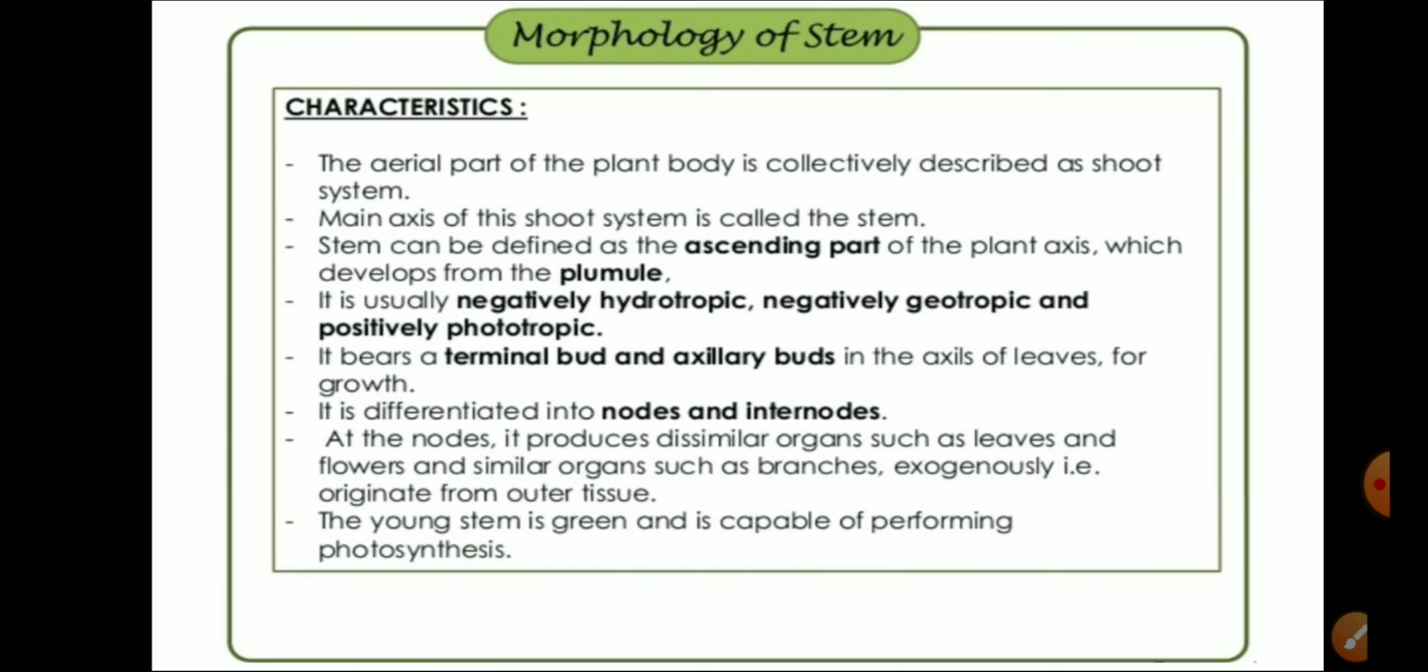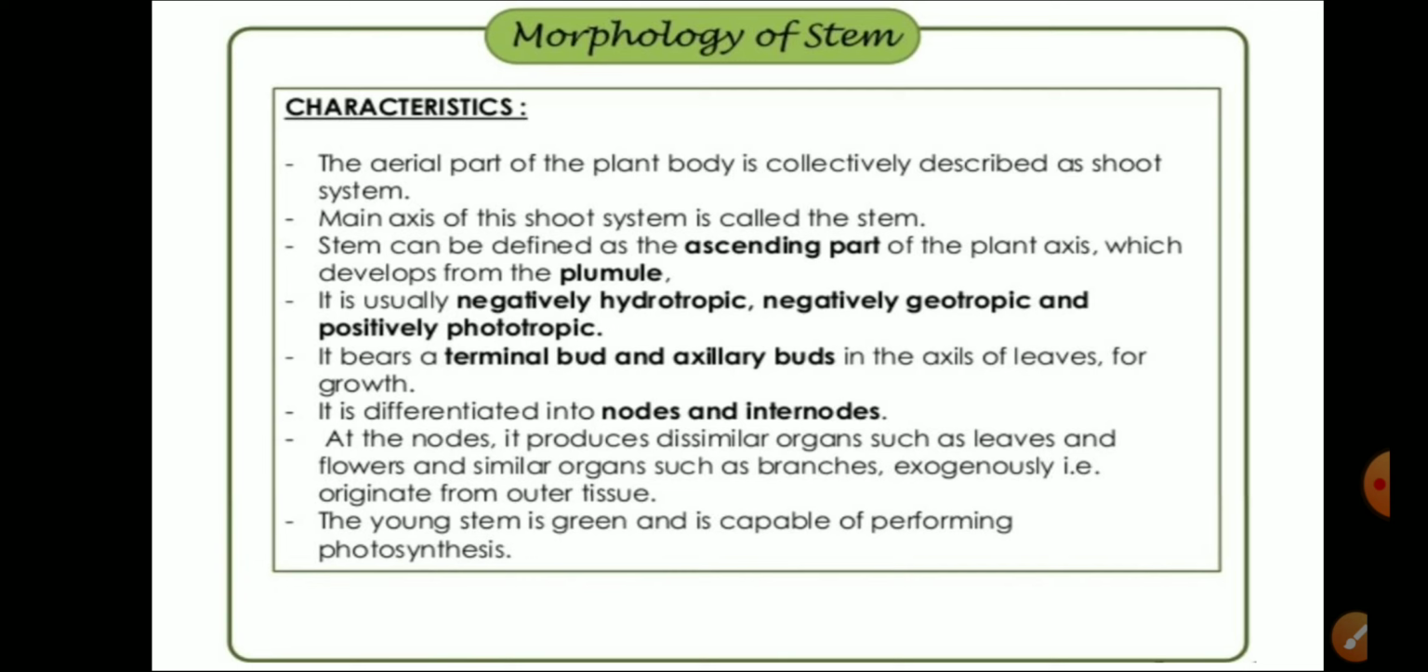Then we have stem. As you know, stem is the main aerial part of the plant. The stem develops from the plumule, and it is the ascending part of the plant axis. It shows negative hydrotropism and negative geotropism. That means it moves in the opposite direction to water in the soil and against gravity, that is negative geotropism. Positive phototropism, that is towards light.